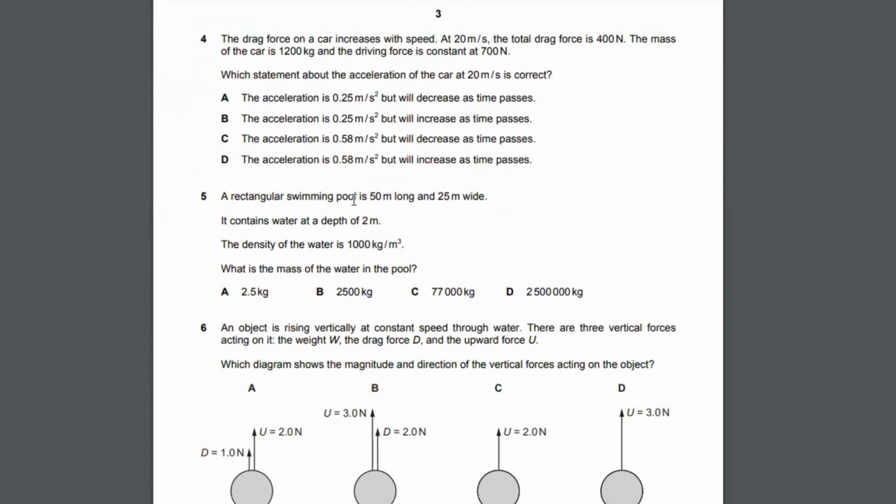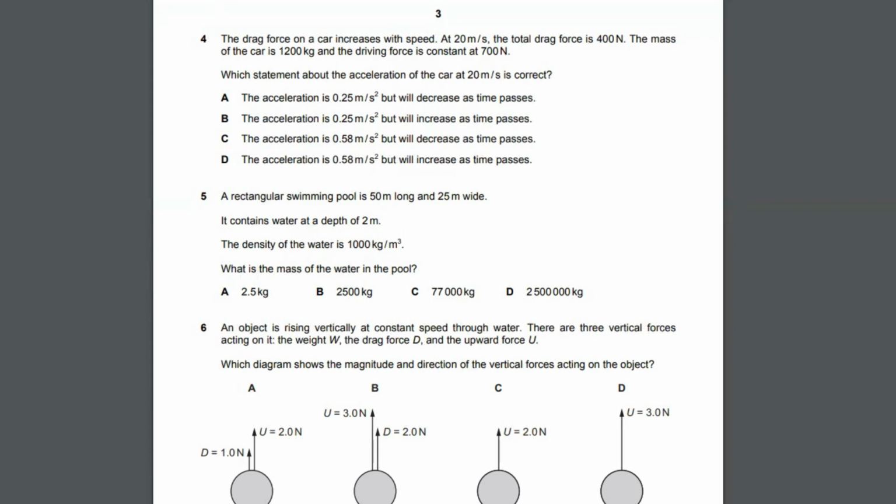Next is, a rectangular swimming pool is 50 meters long and 25 meters wide. It contains water at a depth of 2 meters. The density of water is 1000, and we want to find the mass.